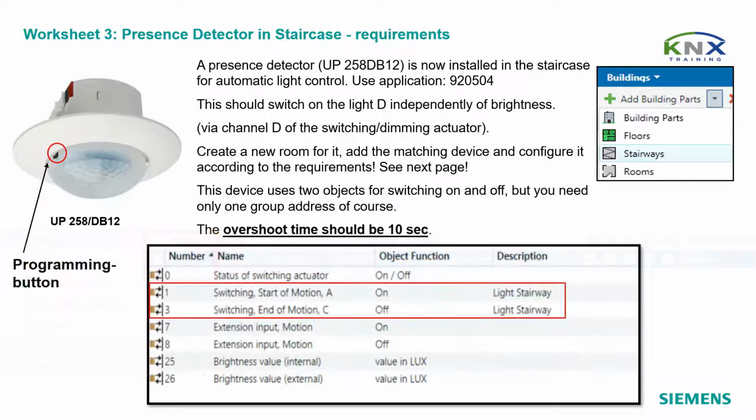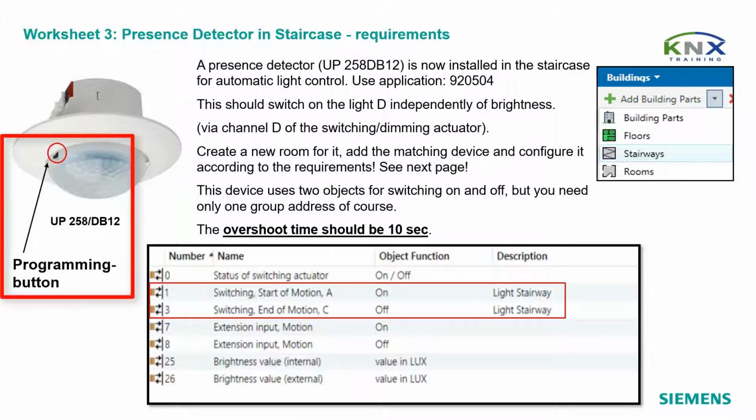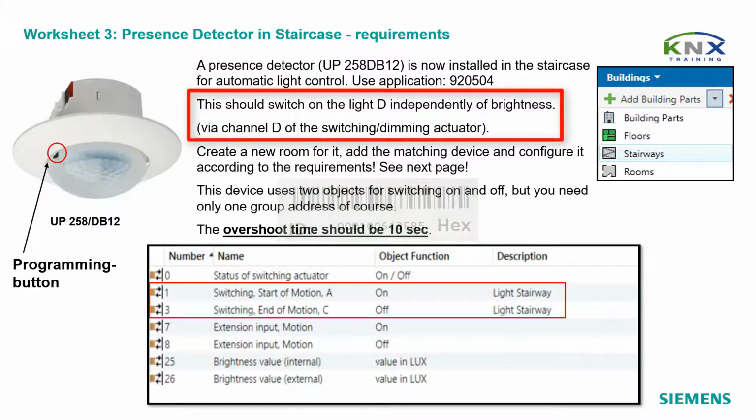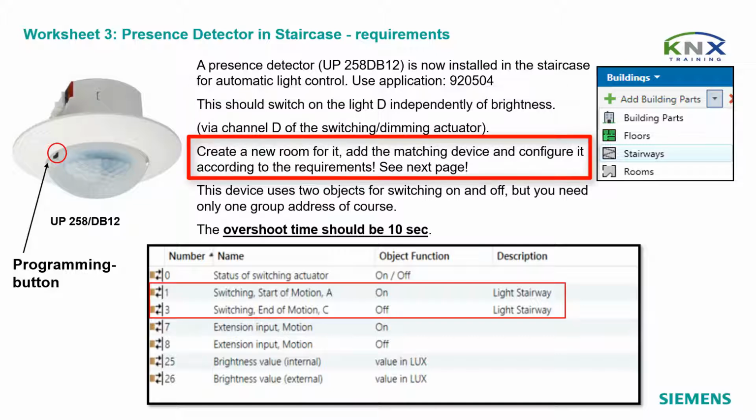Depending on how you can access the device, you can either press the programming button or you have to use the serial code from the barcode sheet. This presence detector should switch on the light D independently of brightness via channel D of the switching dimming actuator. Create a new room for it, the staircase. Add the matching device and configure it according to the requirement.